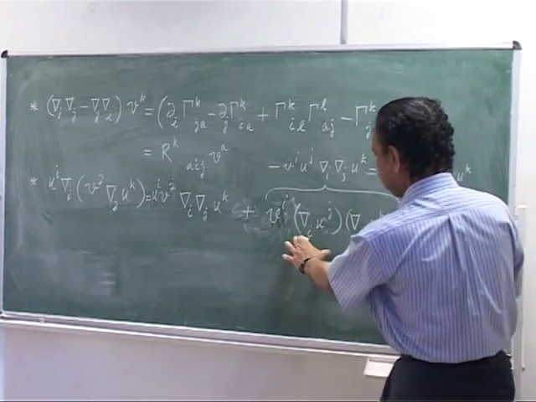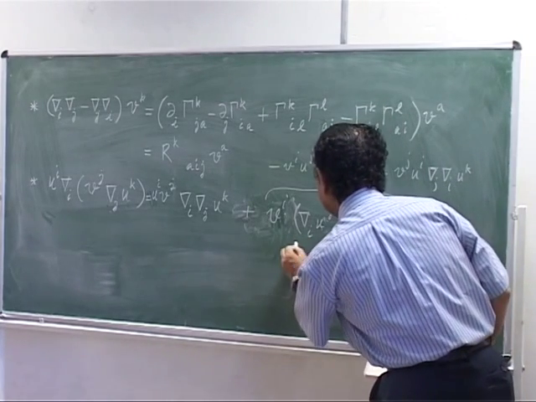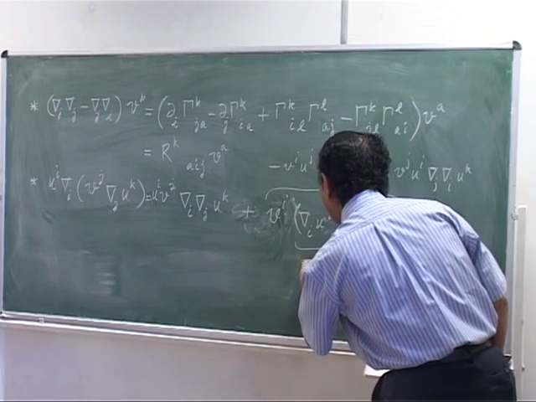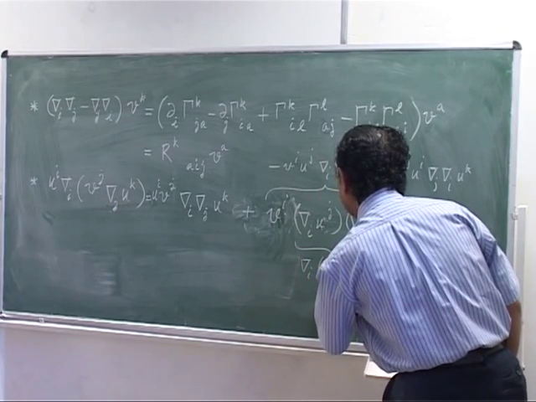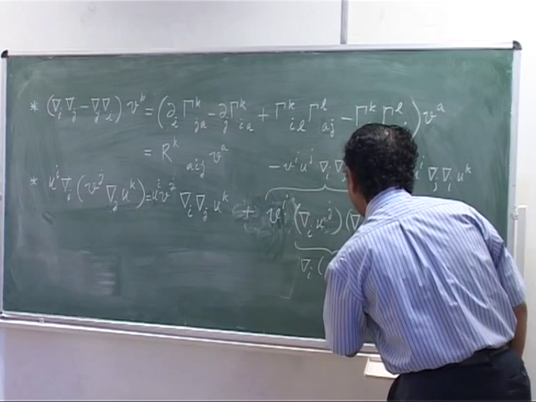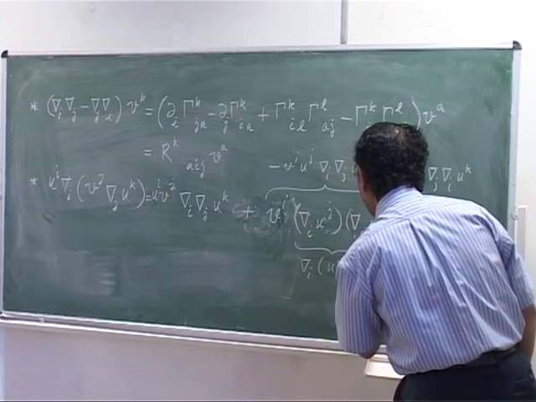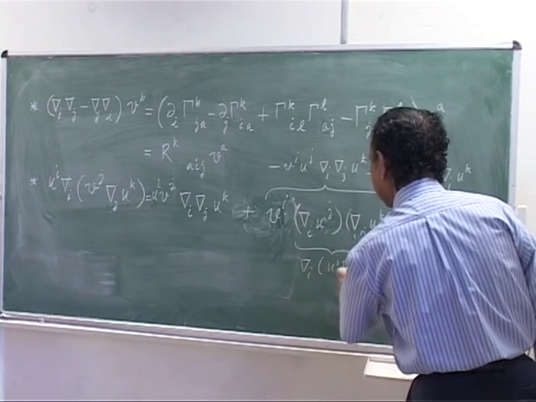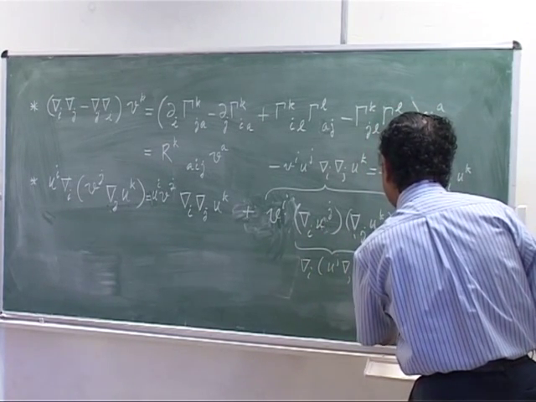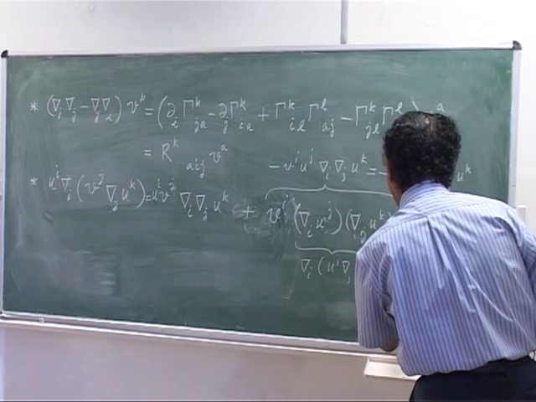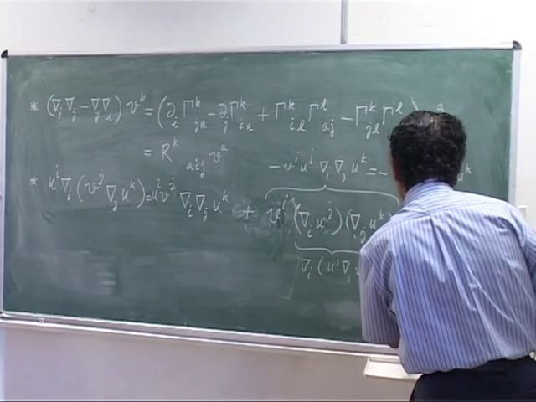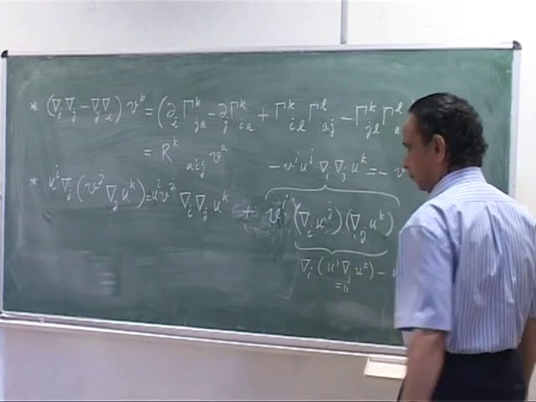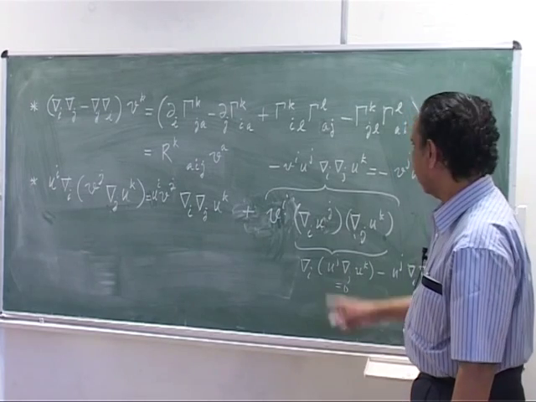Yeah. All right. You took this and you wrote this as D_i of U_j D_j U_k, minus that. See, I have taken this out, so I just have to take the derivative of that, which is U_j D_i D_j U_k. Then I notice that this quantity is 0. Okay. So this is what I get.